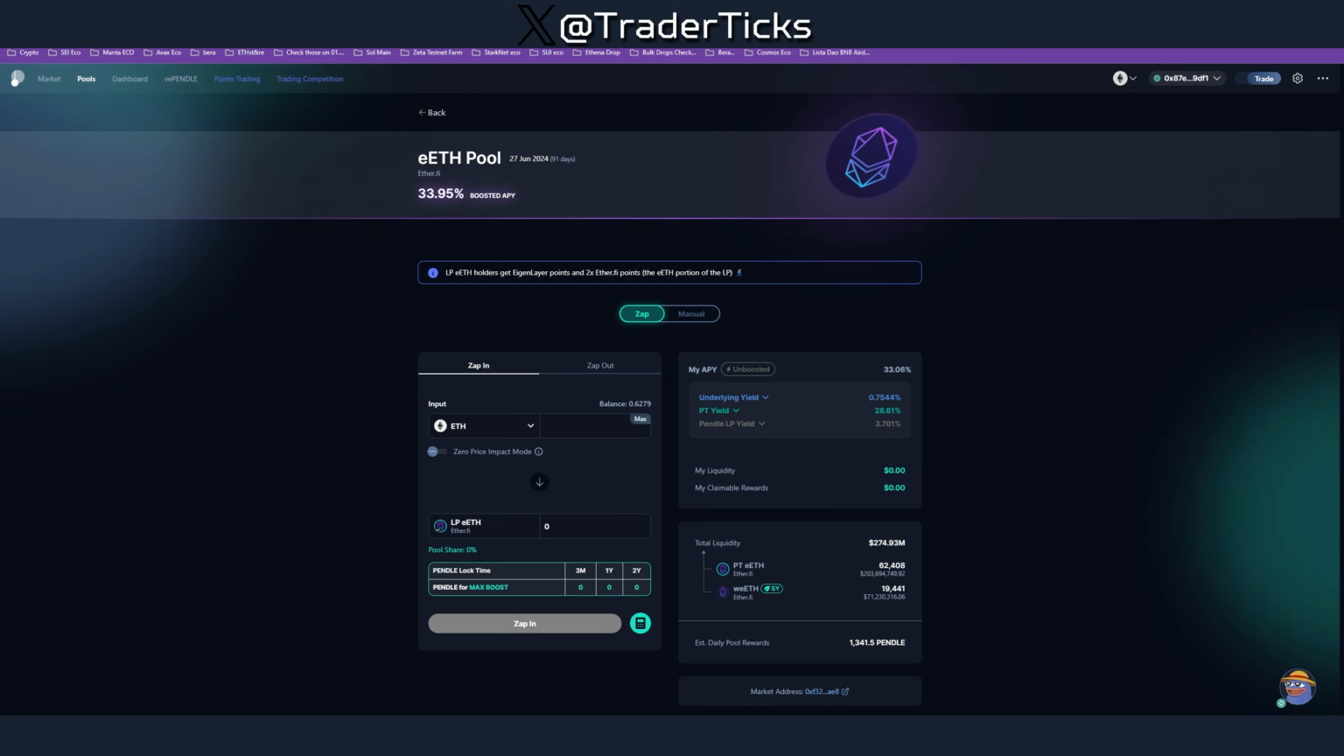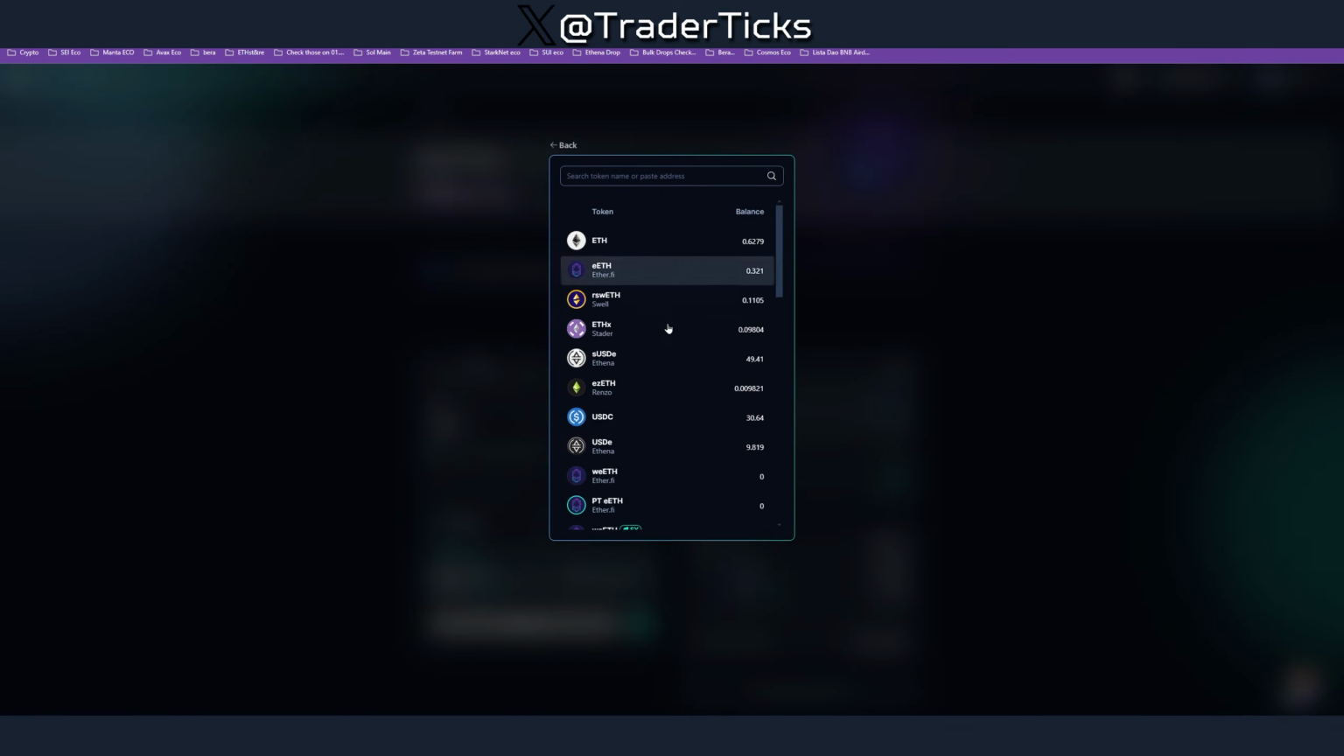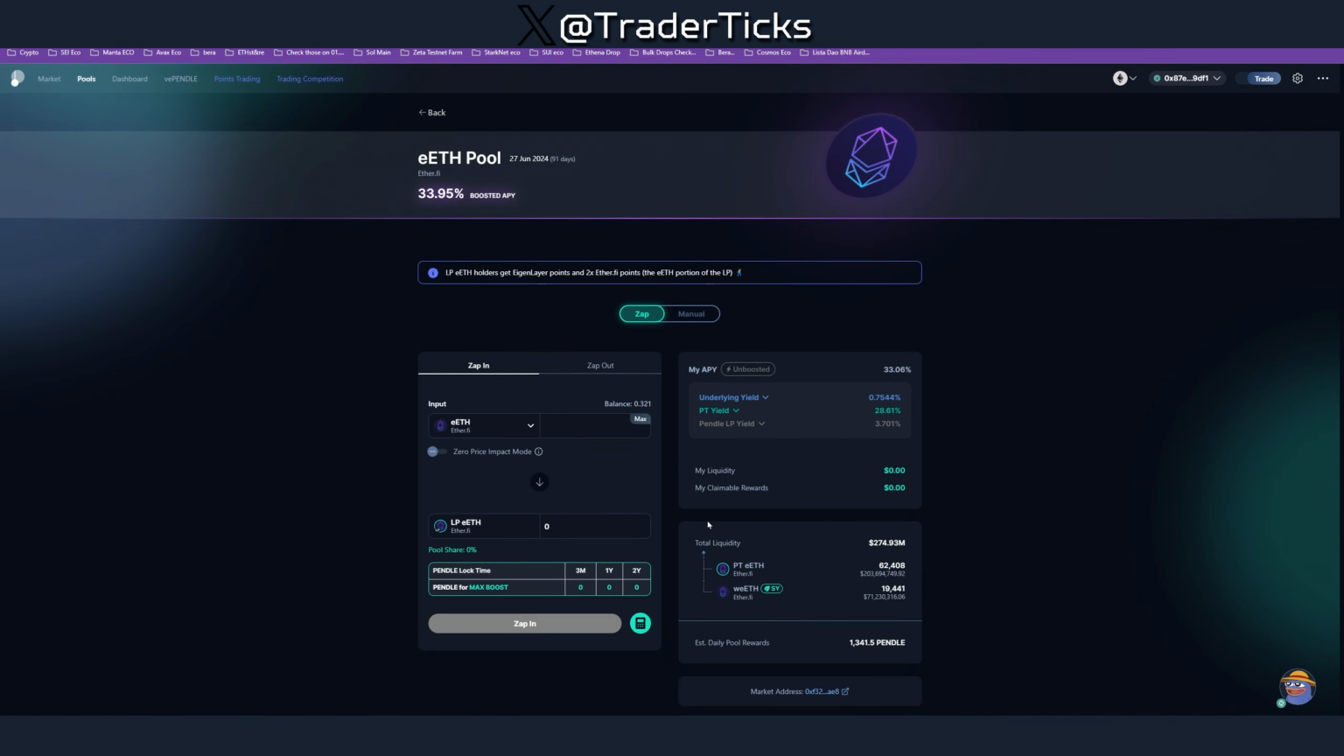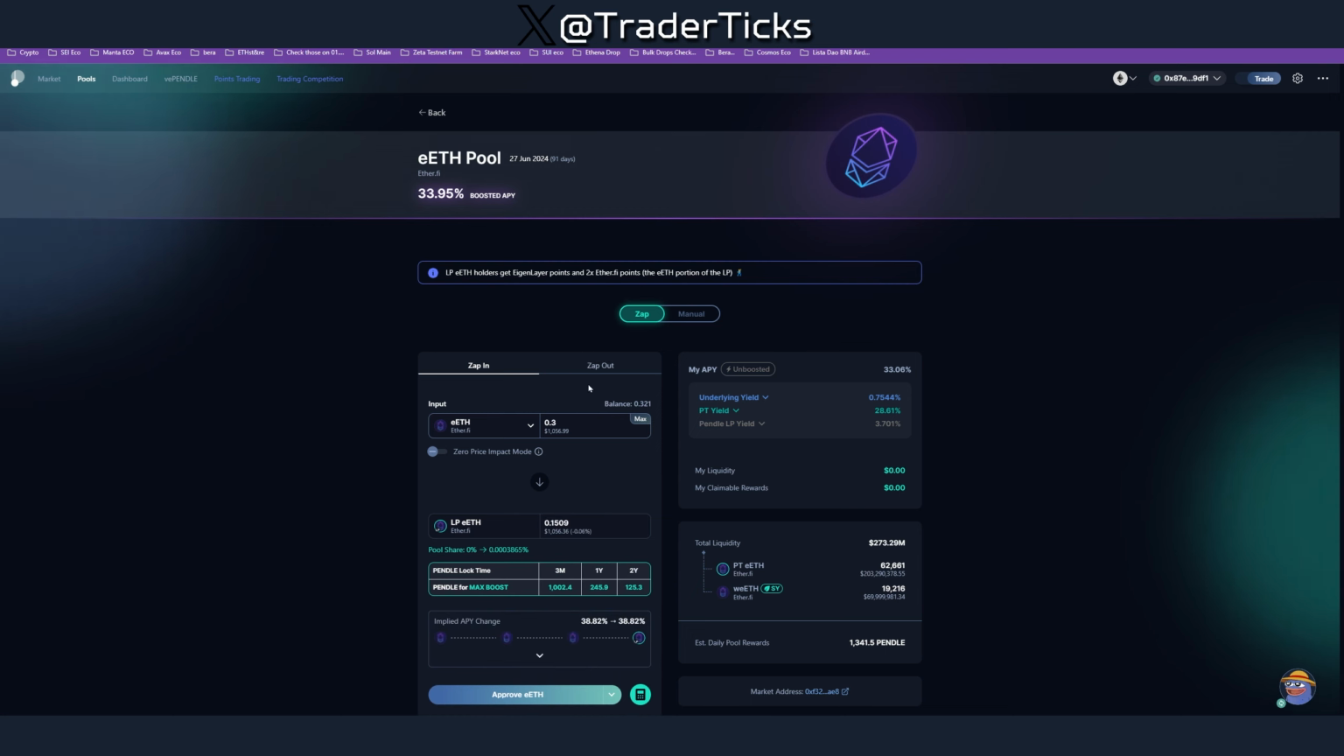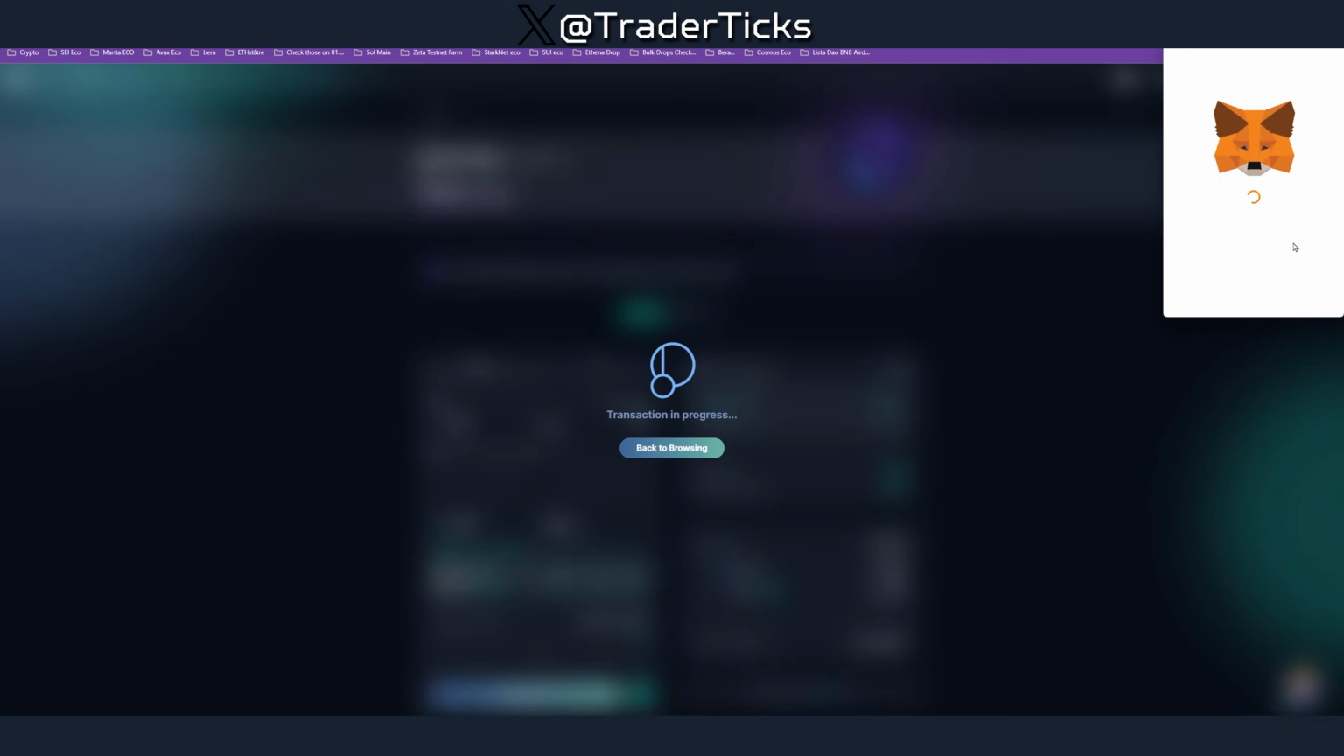So second option, you can deposit whatever you have. I have 0.3 ETH, for example, for LP ETH. And by doing that, we're gonna earn EigenLayer points, and we're gonna get a 2x boost on our EtherFi points on top of the yield. So it's kind of interesting, and actually we're gonna do it now. It's a two-step process, and you can zap in, and after that you can zap out if you decide to do it at some point.